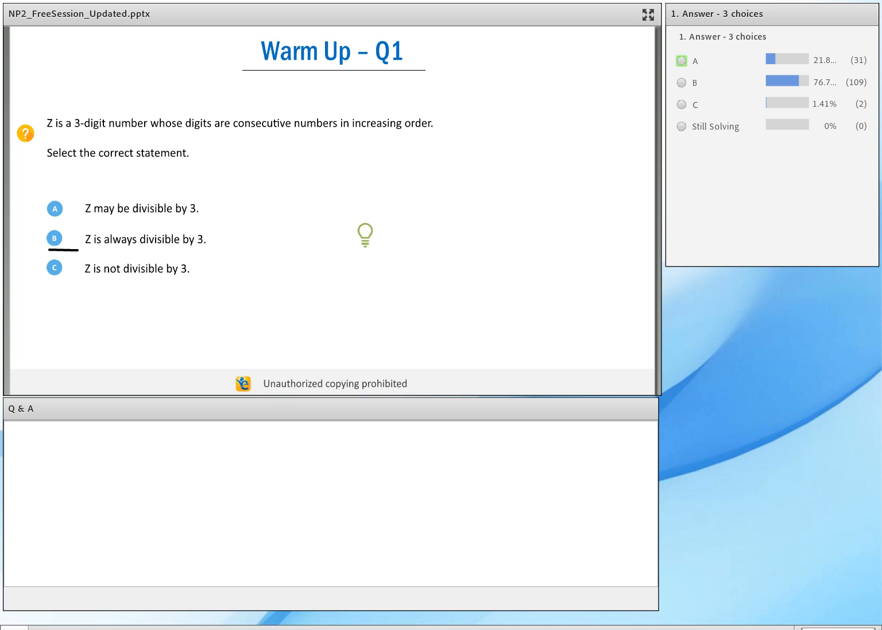Let's see how we get to it. What's the divisibility rule for 3? That the sum of the digits should be divisible by 3. So it's a 3-digit number, and we assume the digits to be x, x plus 1, and x plus 2. Why? Because the digits are consecutive numbers in increasing order.